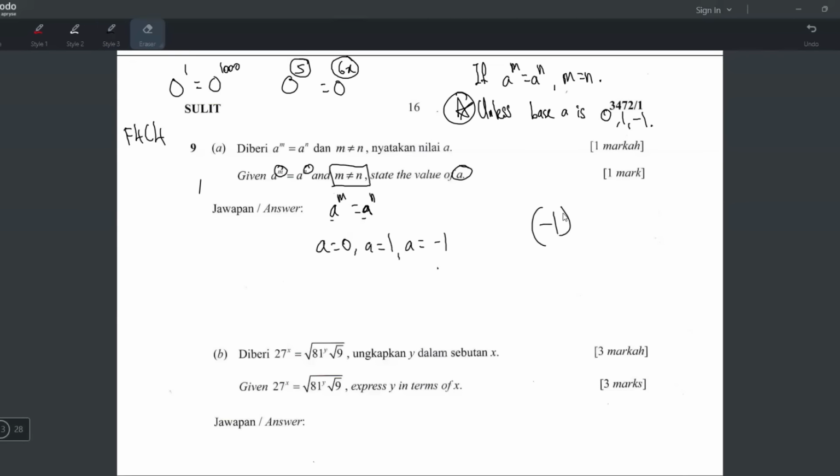Yeah, -1 cannot also. So I think I will write like this: 0, 1, -1.